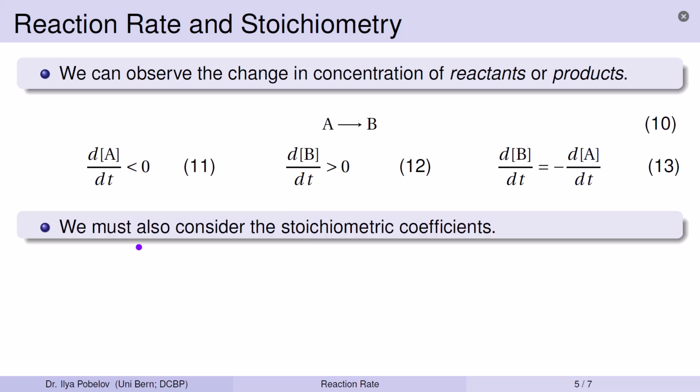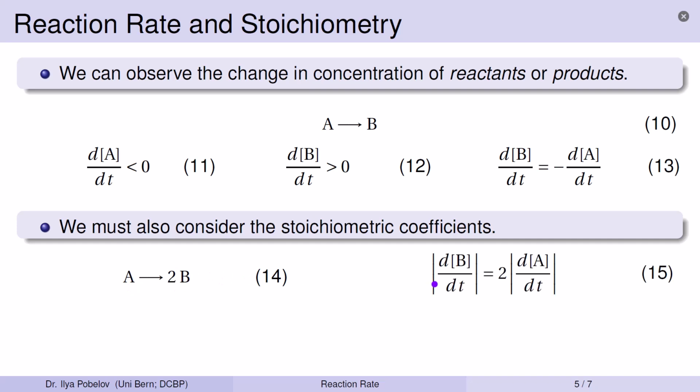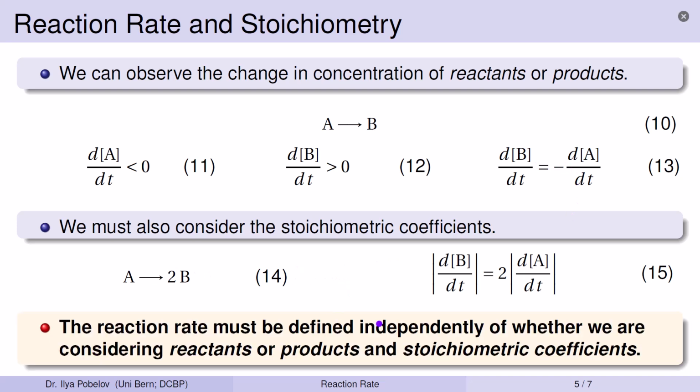To account for reactions with complex stoichiometry, we must also consider the stoichiometric coefficients. For instance, in a reaction where one reactant molecule A forms two product molecules B, the change of the product's concentration will be twice as much as the change of the reactant's concentration. These are simple examples illustrating how crucial it is that the reaction rate must be defined in a way that is independent of whether we are considering reactants or products and their stoichiometric coefficients.